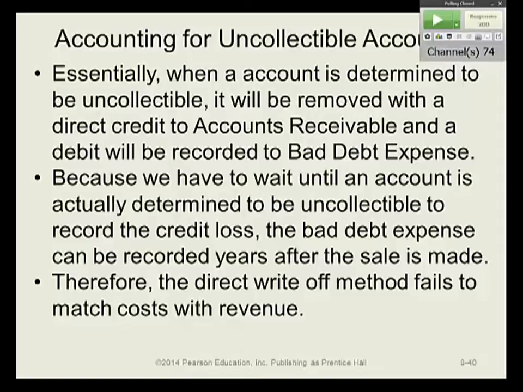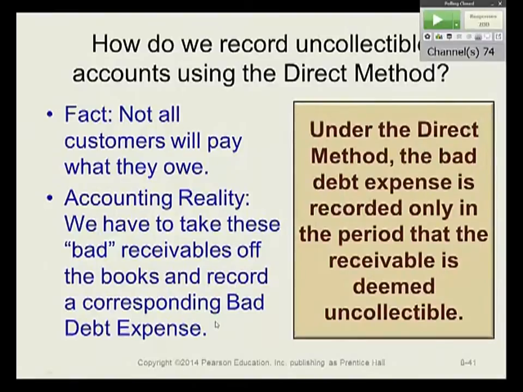Now remember, it's not always going to be in the year of the sale. It fails to match cost with revenue because, again, it is possible that the bad debt could be recorded somewhere after the year of the sale. It could be recorded later than the year of the sale. So that's the problem with the direct write-off. It fails, as they tell you here, it fails to match cost with revenue. So under the direct write-off method, by way of summary, again, we realize that not all customers will pay, and the direct write-off method is only going to write off the bad debt in the year in which the account is uncollectible.